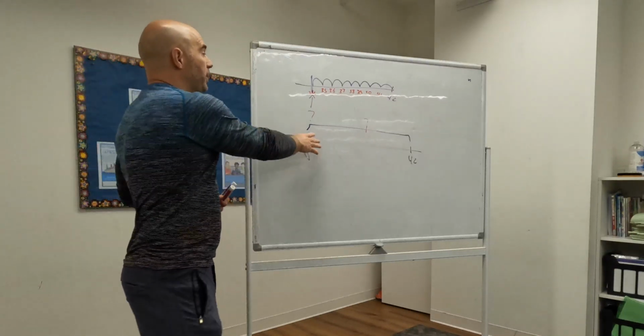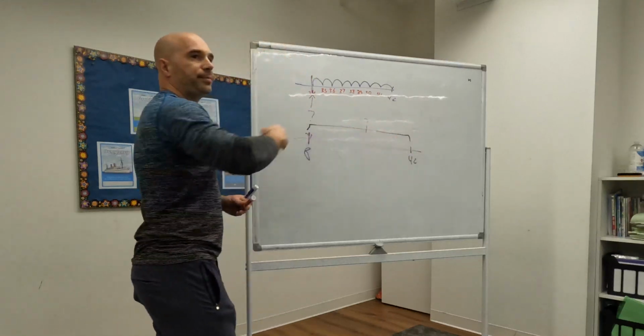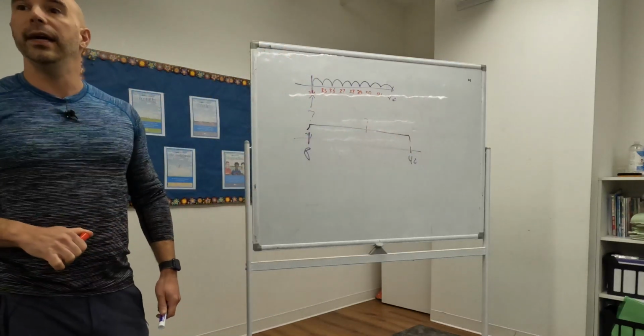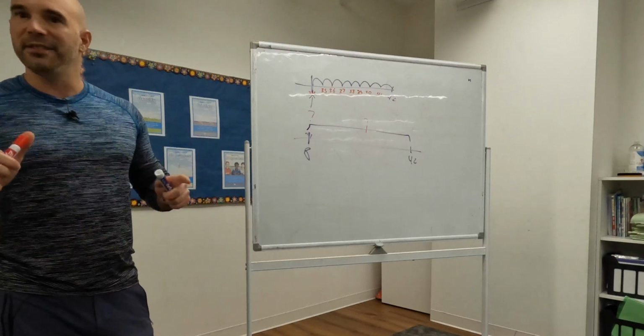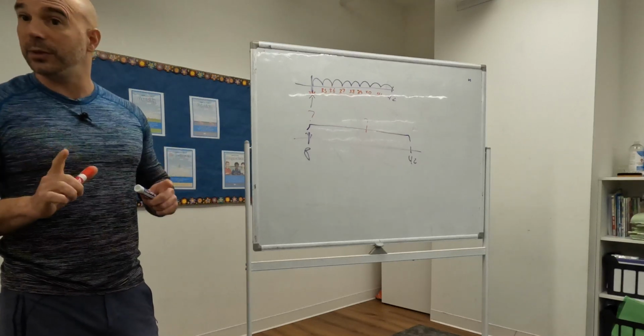Others will prefer this way. How do I find out the distance between 8 and 40? I love seeing the hands, but I'm just going to answer this one myself.